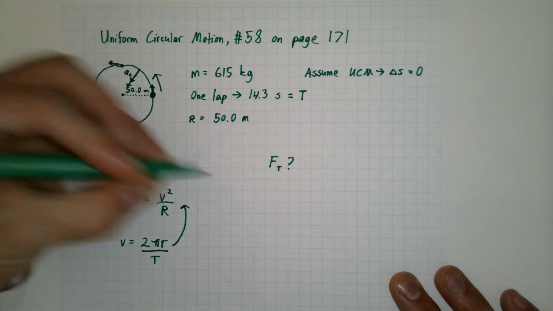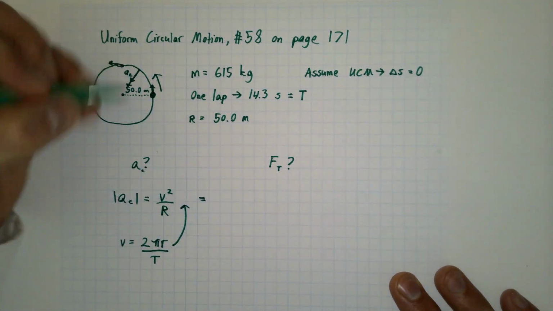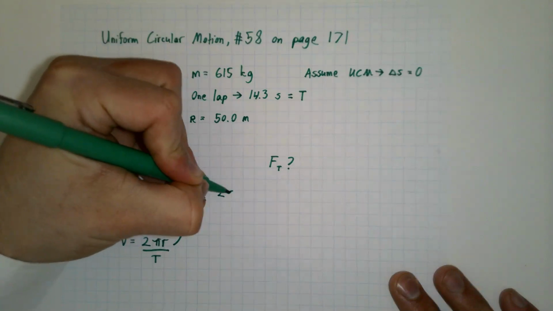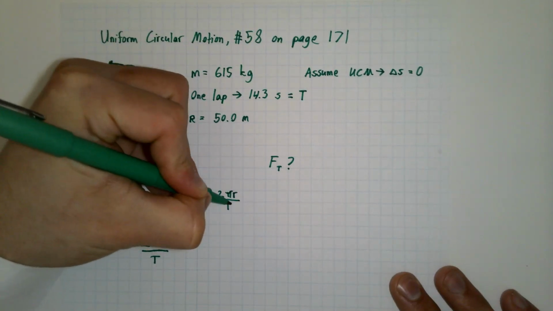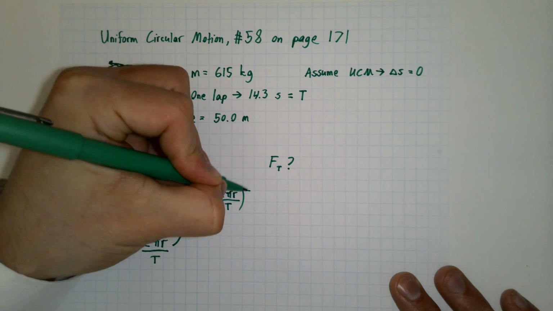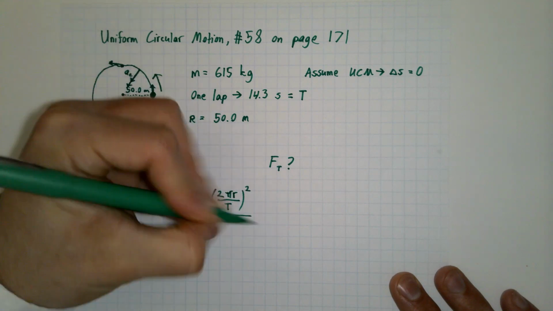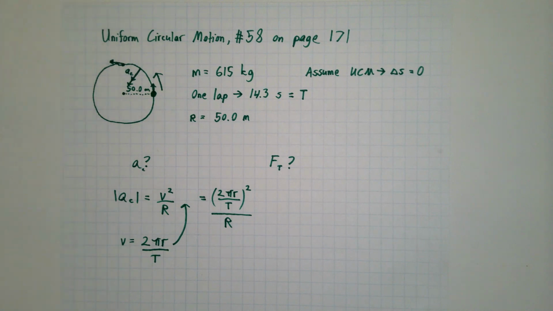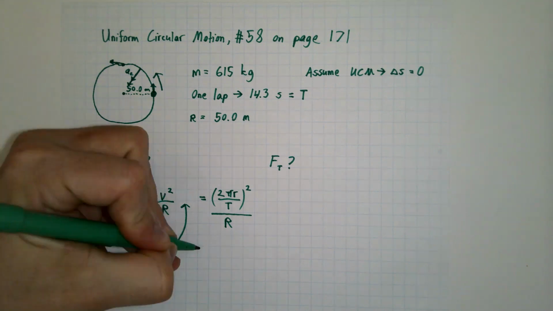Substituting this definition of velocity into our equation here, we see that the centripetal acceleration is 2 pi r over T, there's our velocity, squared, divided by r. This would give us the magnitude of our centripetal acceleration. Of course, we already know the direction of our centripetal acceleration.